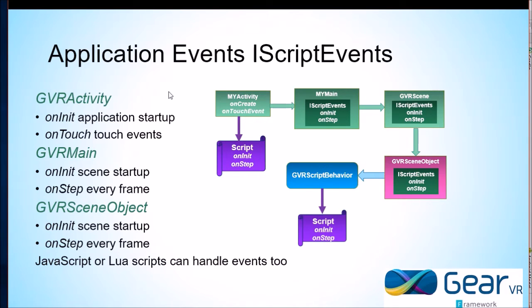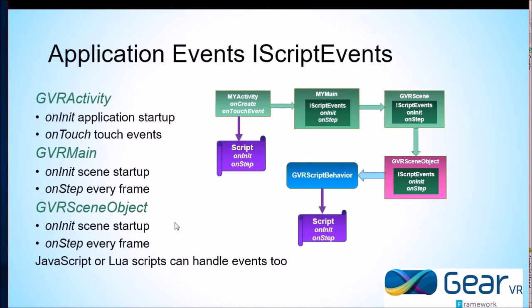Now, GVRSceneObject is also an IScriptEvents listener, so it can receive onInit and onStep events. It gets them from the scene because the scene also implements IScriptEvents, and it is responsible for dispatching them to all of the scene objects that it owns.